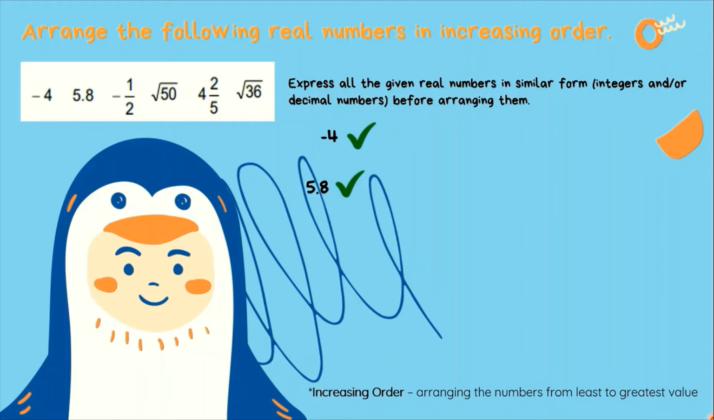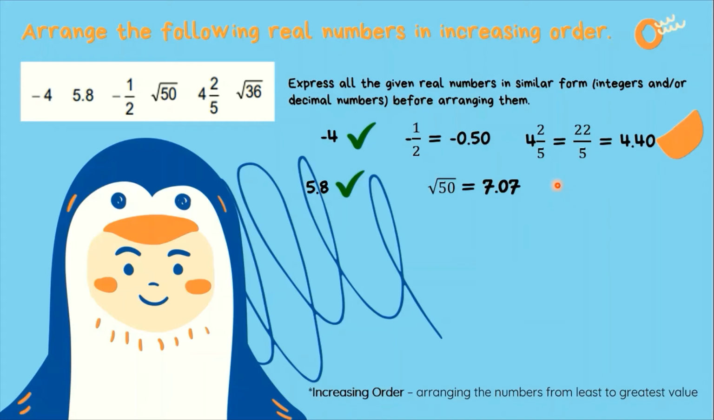It is a negative fraction. We need to convert it to its decimal form. Ang negative 1/2 when converted into a decimal number ay negative 0.50. Next, square root of 50. Kailangan natin kunin ang value ni square root of 50. At iyon ay approximately 7.07. 7.07 is rounded off to its nearest hundreds. Dalawa lang yung kanyang decimal place after the decimal point, hanggang hundreds lang.